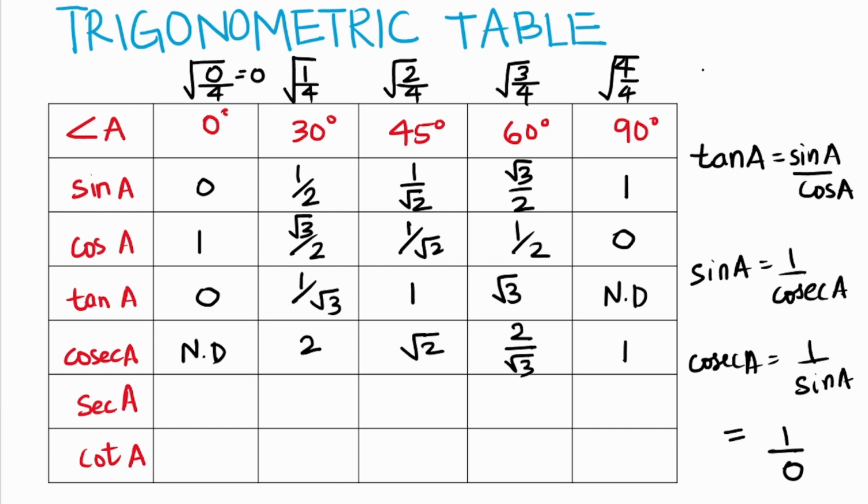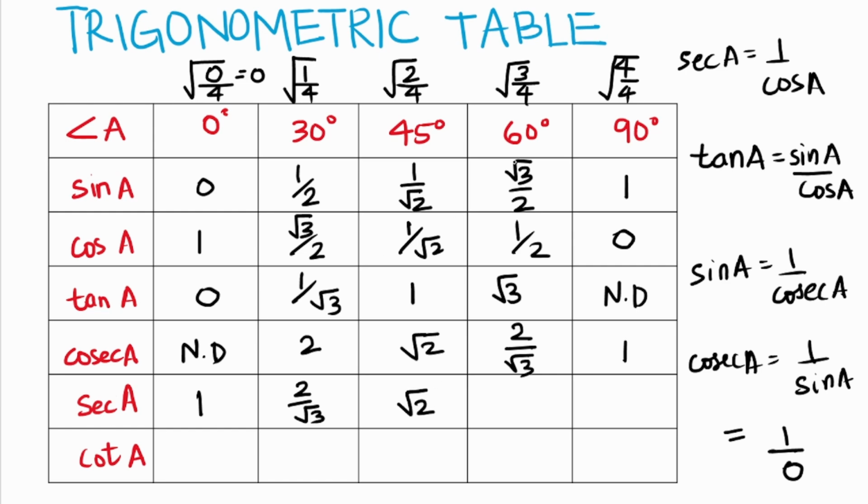The same applies to sec. Sec A is 1 by cos A, right? Reciprocal. So cos 0 is 1. So sec 0, the reciprocal of 1, will be 1 itself. We write 1 here. Then you have sec 30. Cos 30 is root 3 by 2. So sec 30 will be 2 divided by root 3. Then you have sec 45, which will be root 2.